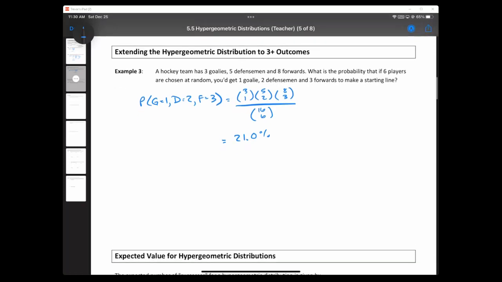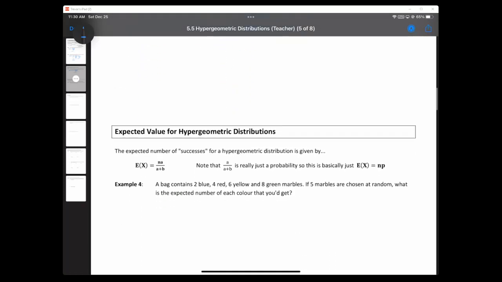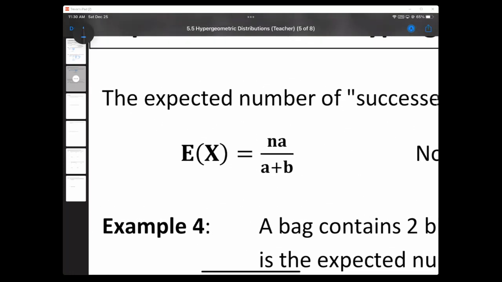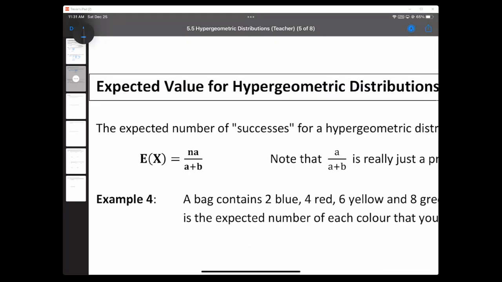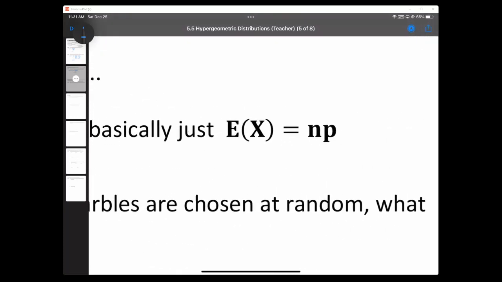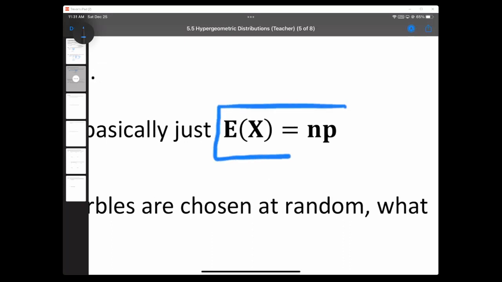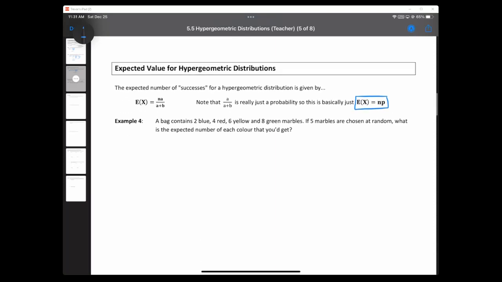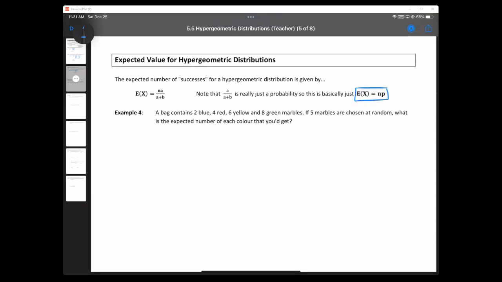Okay, how about expected values for this stuff? So the actual equation that most books use is this one, but I want to point out that if you understand that A is the things you want and B is the things you don't, A over A plus B is really just the probability of getting A. And that's how we're going to simplify it, is that we're going to just use this equation right here, which you might actually recognize as familiar because it's the same one that worked for binomial distributions. It actually isn't really that shocking that that one works if you think about what it means.